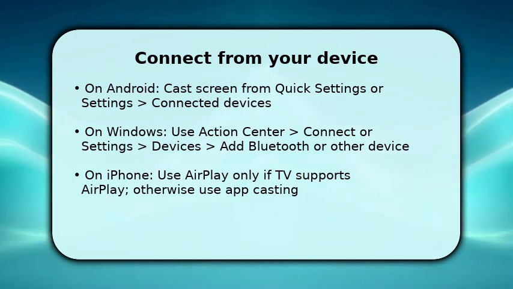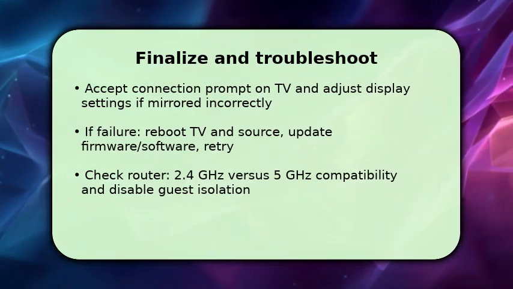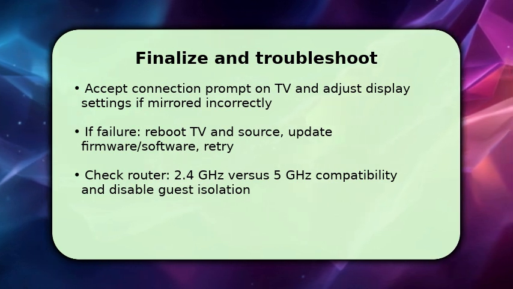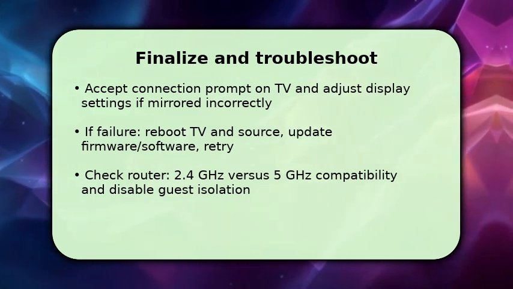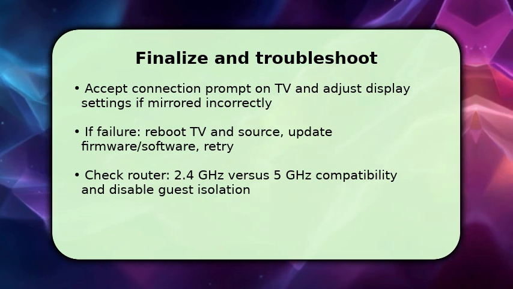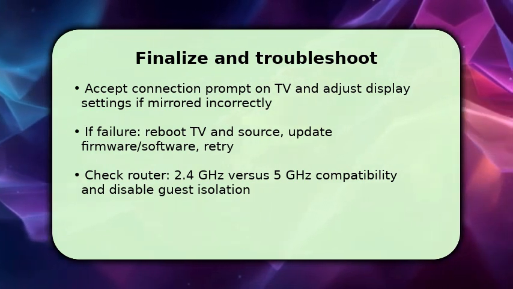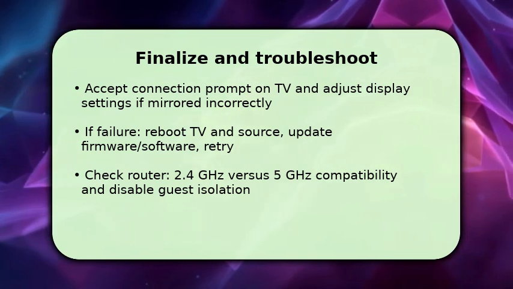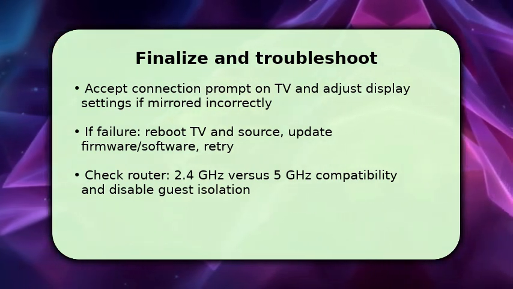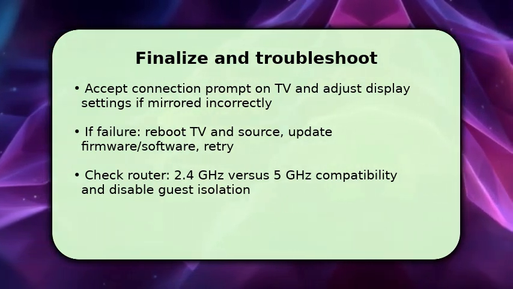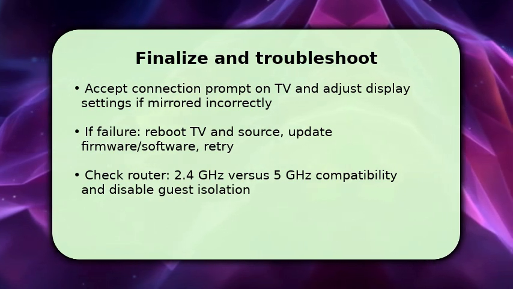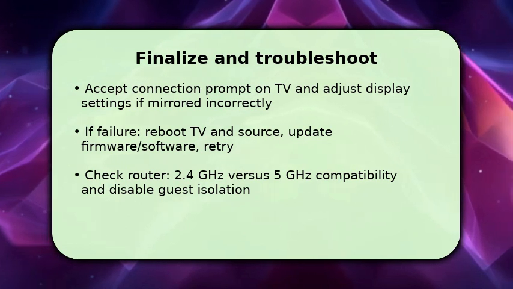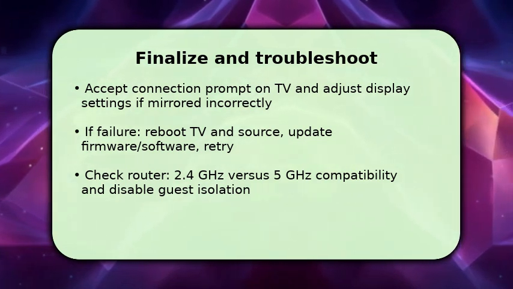Make sure permissions and notifications aren't blocking the connection. Complete the link by accepting the connection prompt on the TV, then confirm orientation and resolution settings so text and video look right. If you don't see video, reboot both devices and the router, update TV firmware and the source's OS or casting app, and try again. Also check Wi-Fi bands. Some devices prefer 4 GHz, and disable guest or client isolation on the router, which can block discovery. If problems persist, toggle the TV's screen sharing feature off and on to reset the service.